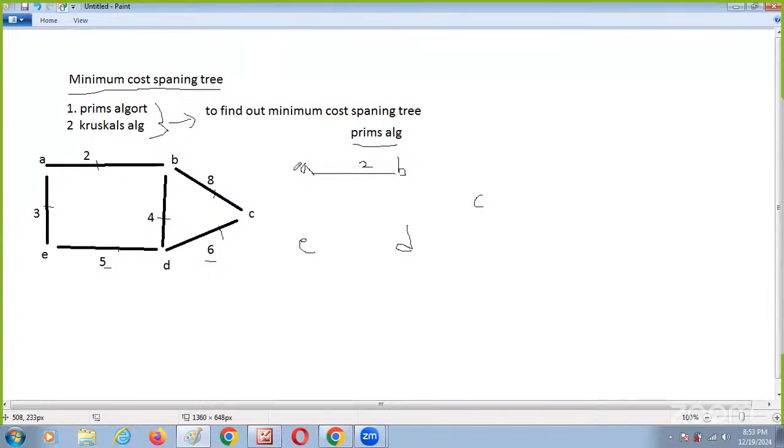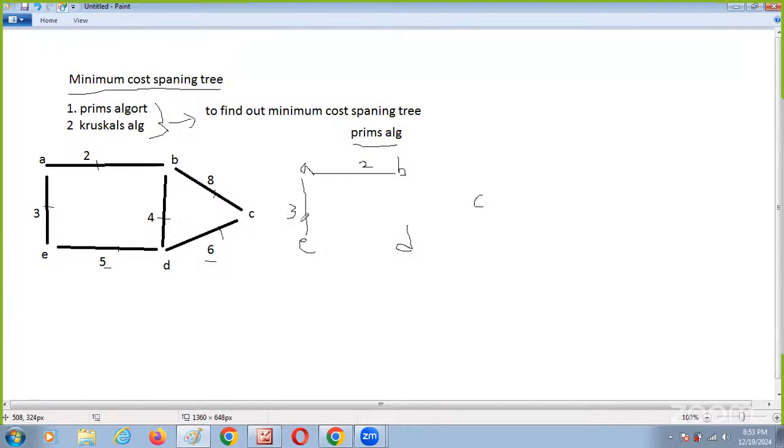And out of this, connected graph only. So what is the least one? From A to E we have a 3 and B to D we have a 4. Which one is the least? A to E is the least one, so I can connect with the 3. So this is one more possible weight.